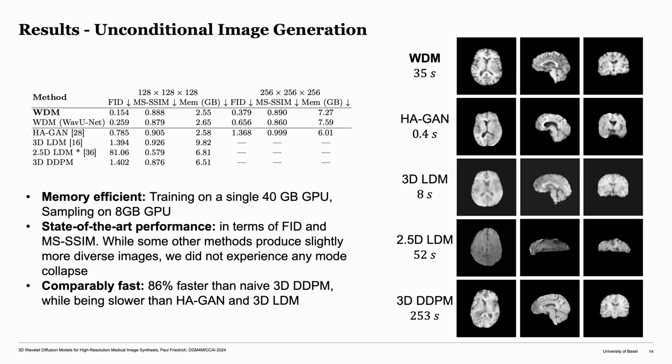Our method is comparably fast. Compared to a 3D DDPM baseline that uses the same network architecture that we use, our proposed approach is 86% faster. However, it is still slower than the GAN-based approach and the three-dimensional latent diffusion model that, however, just samples with 300 time steps compared to 1000 in our method.